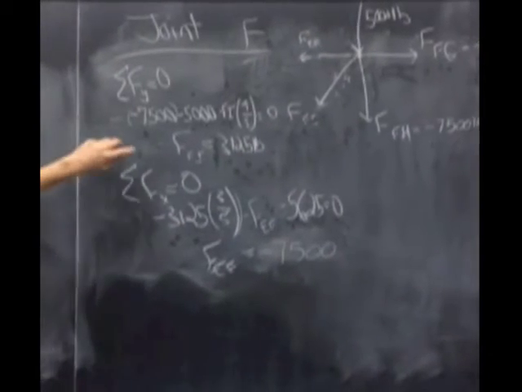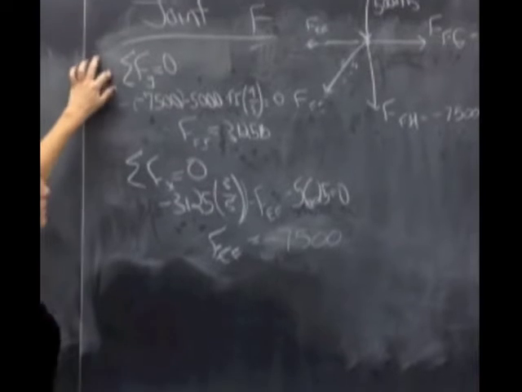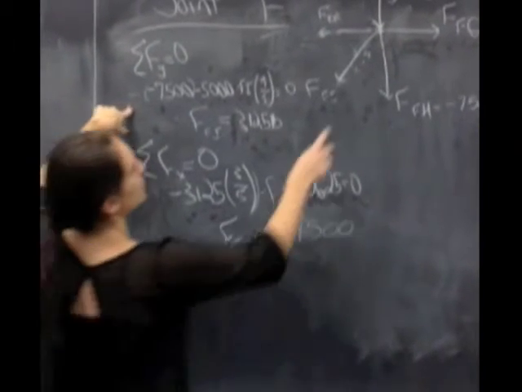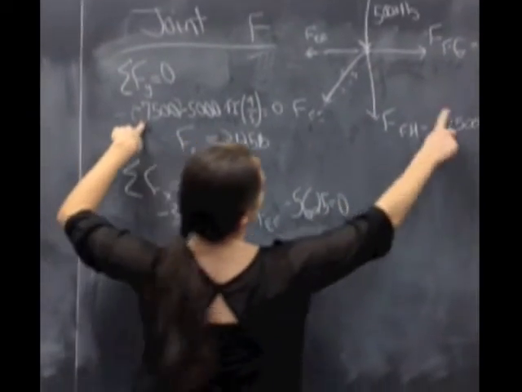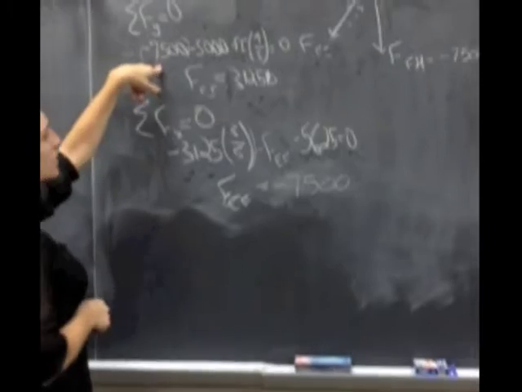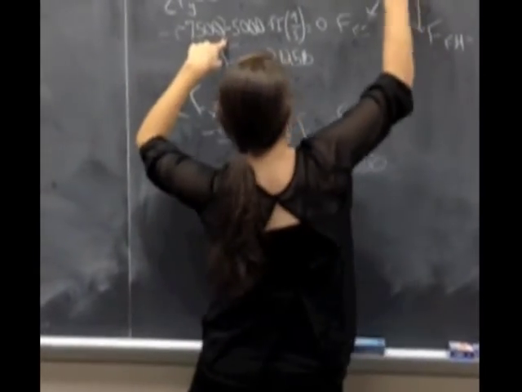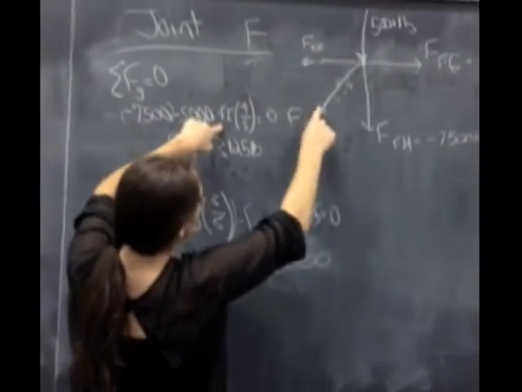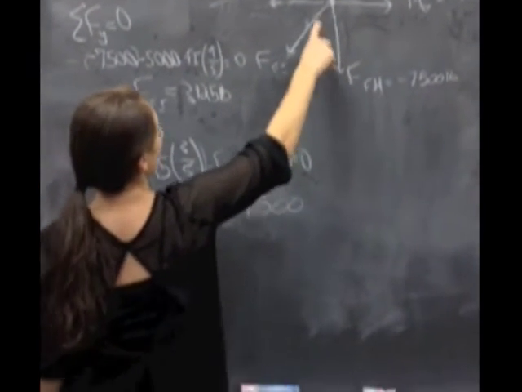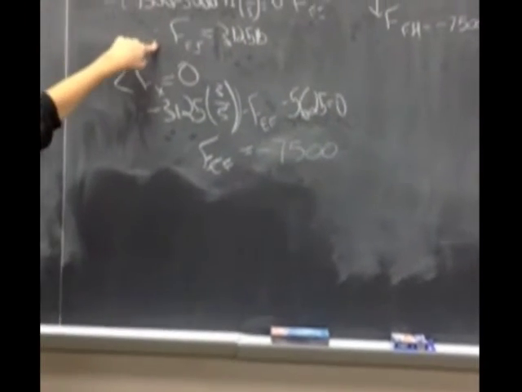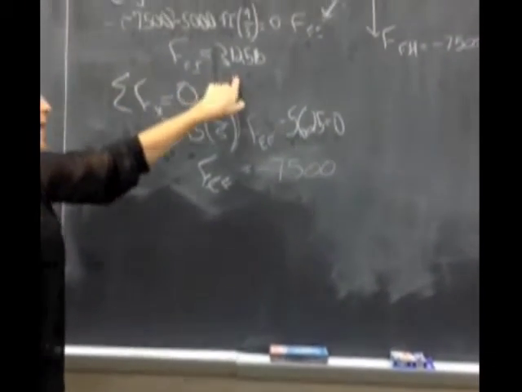So to solve for FI, you do sigma Fy. You have this negative, because it's downwards, but then it's also a negative direction. So negative 7,500 minus the 5,000. And then also in that same direction, minus FI times again that 4/5. That equals 0. Solve for FI, you get 3,125 pounds.